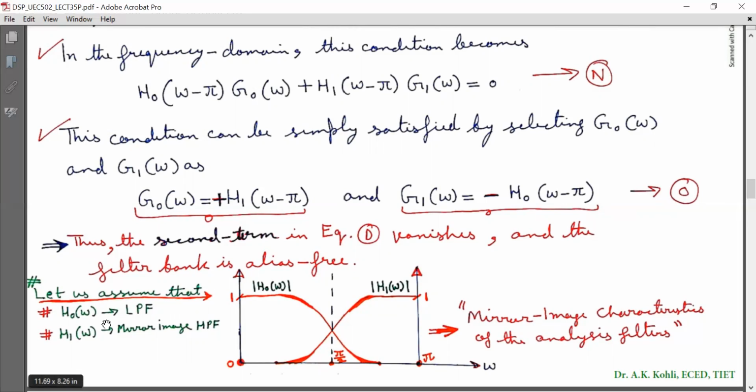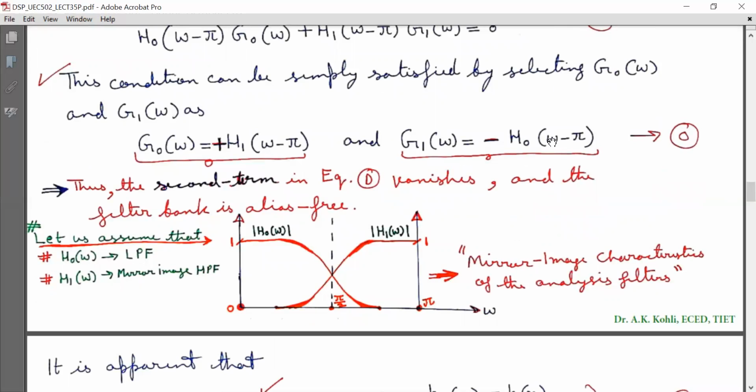Let us assume that H0(ω) is a low pass filter. The magnitude response is like this. Okay, so H1(ω) is the mirror image high pass filter and its magnitude response is like this. Both are symmetric about π/2. This is the mirror image characteristic of the analysis filters. So this is about the analysis filter part. And you know, here it is clear that if you want to get rid of aliasing, then the synthesis filters are also with you in terms of the analysis filters. So you will have to fulfill the condition, equation number O.